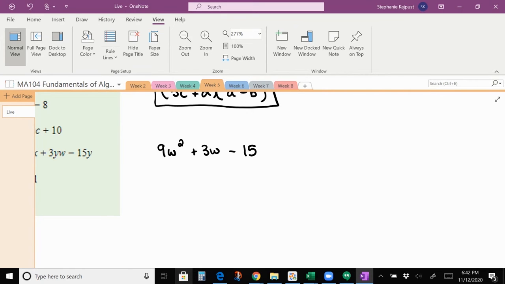Now, actually, as I look at this closer, we can make this a little easier because we do have a greatest common factor that we pull out, which to me is 3. So let's factor that out and see if that makes this one any easier. So 3 is going to be, inside the parentheses, 3W squared plus W minus 5.